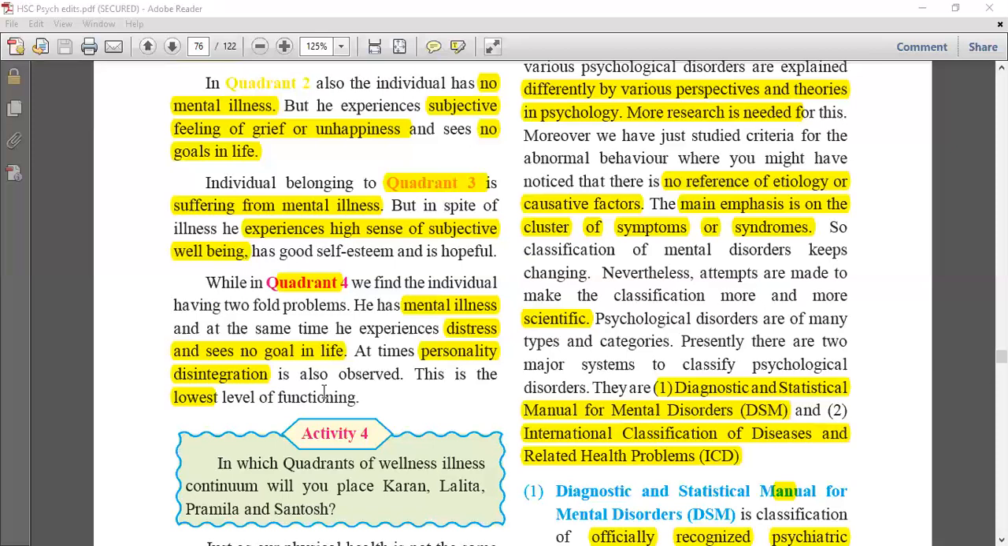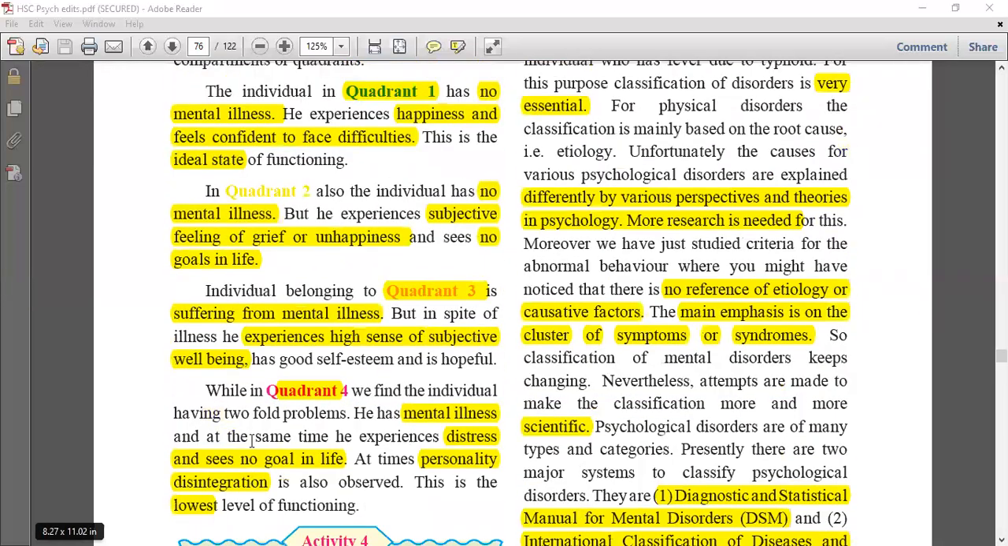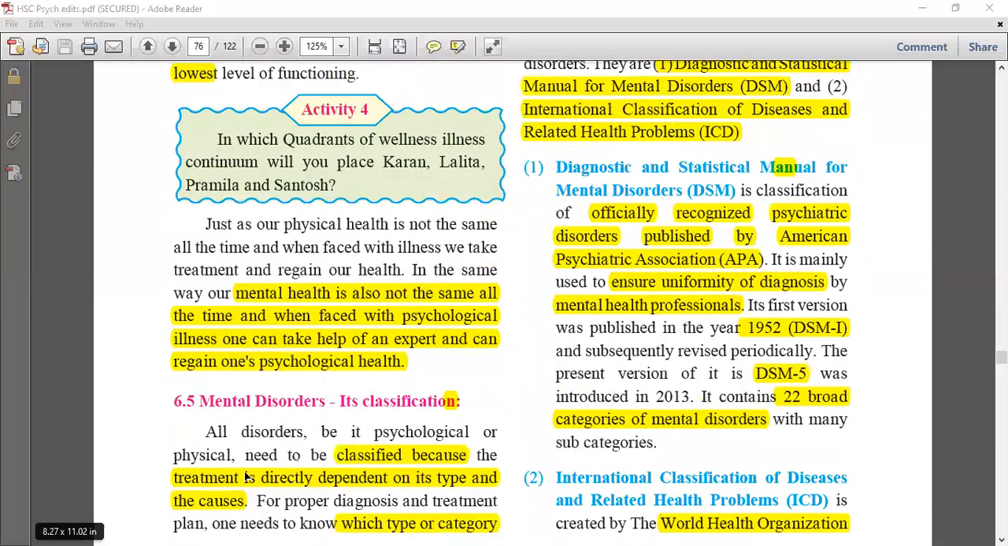Say in schizophrenia, you're not even conscious, you're not even in a condition where you understand what your condition and position is. You're totally out, you're totally dissociated with who you are and what your surrounding is and all of those things. Okay, we'll study about the disorders soon. So yeah, that is the lowest level of functioning, and obviously quadrant one is the highest level of functioning.